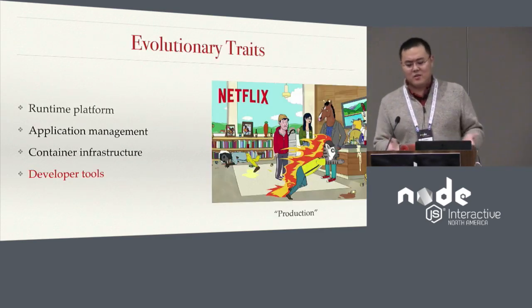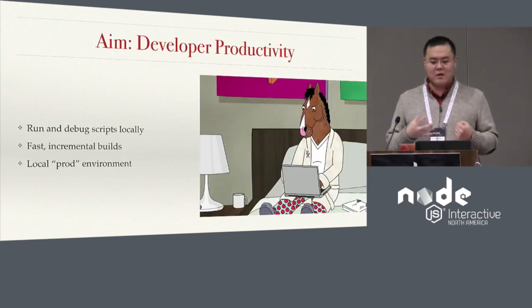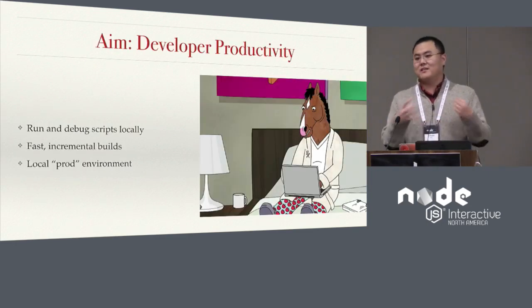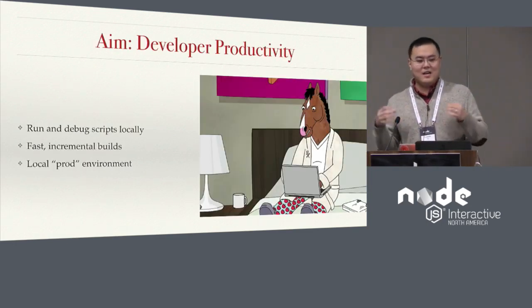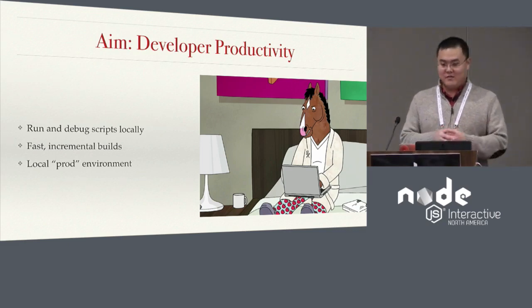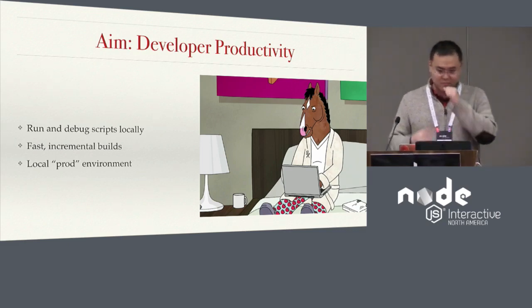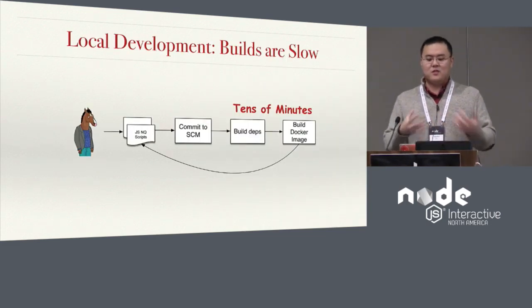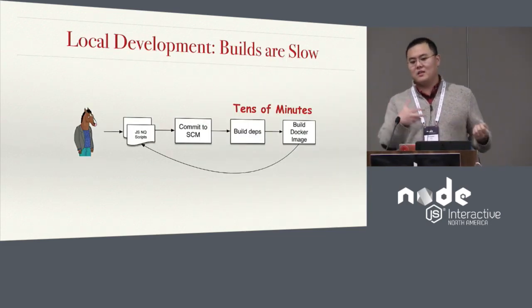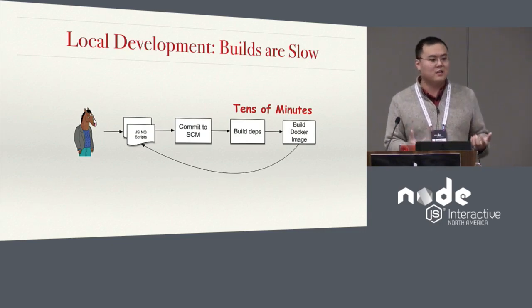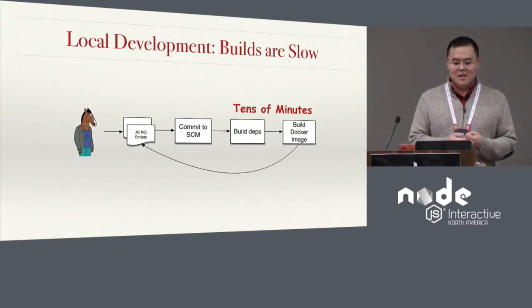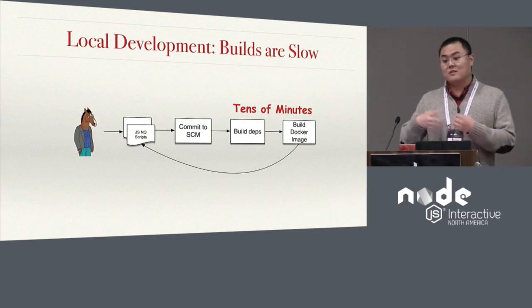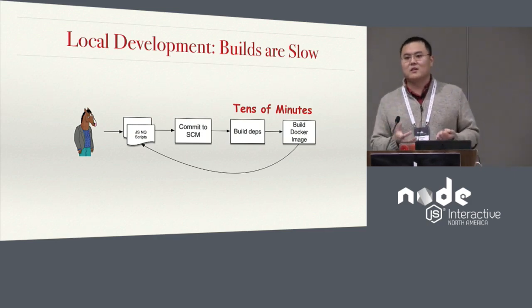And the last section is really on developer tools. You recall our aim here is developer productivity, right? The biggest thing is, hey, I want to be able to develop and test and do everything locally. I never want to have to upload and wait to test my service. And the problem here is, even if we're using Docker, I'm able to drop these Docker containers locally onto my desktop. If I make changes and I build a new Docker image, building all the Docker dependencies and then ultimately the Docker image still takes tens of minutes, right?